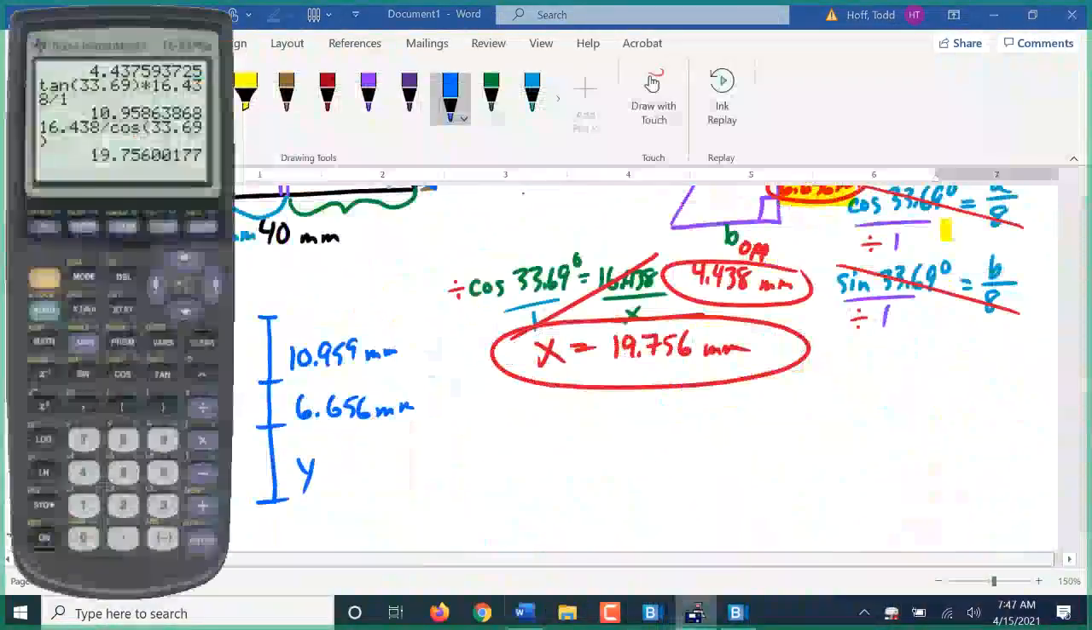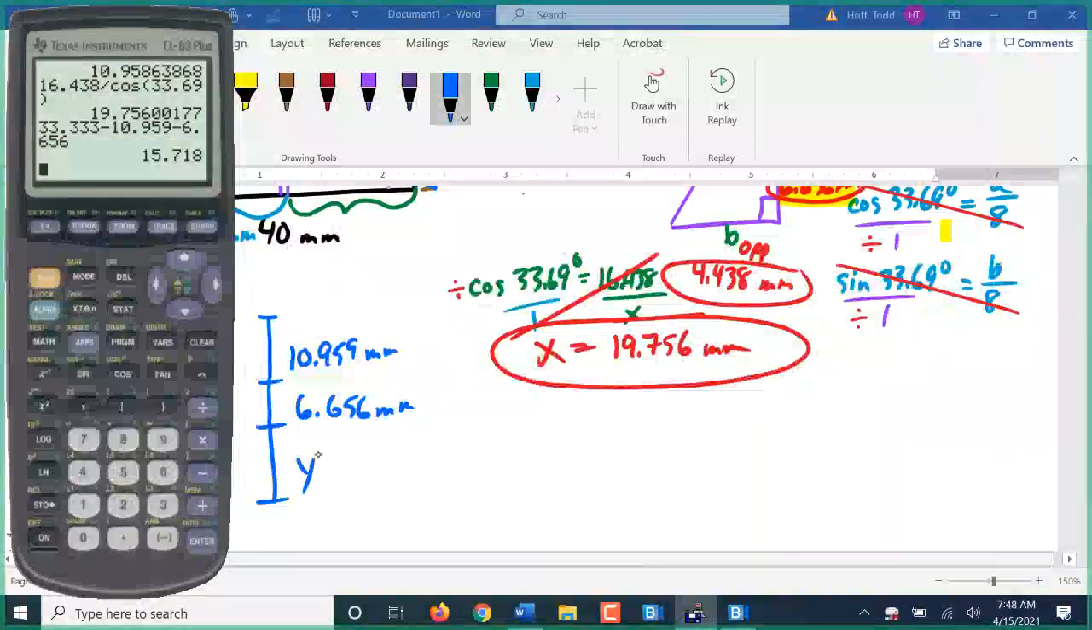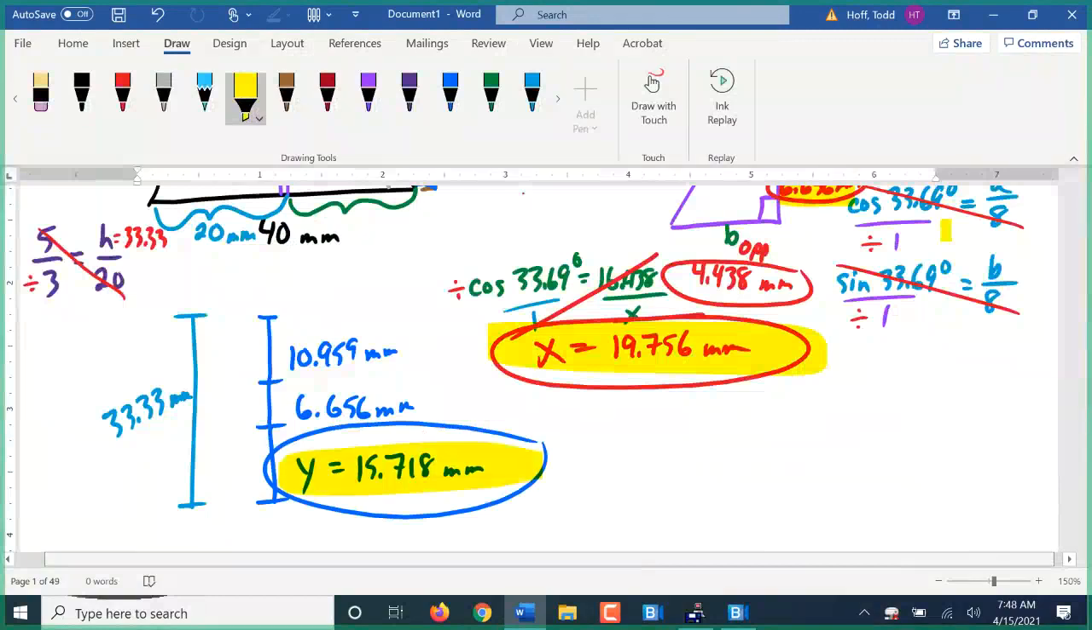So to find y is just our 33.33333. That was 33 and a third, really, remember. And I put a third 3 in there. If you don't put it in your calculator, your answer will be slightly different. It's all just round off errors here. I'm putting in the third 3 just to stay significant to 3 decimal places. So minus 10.959 minus 6.656, we get 15.718 millimeters for y. So here's the two answers we were looking for.